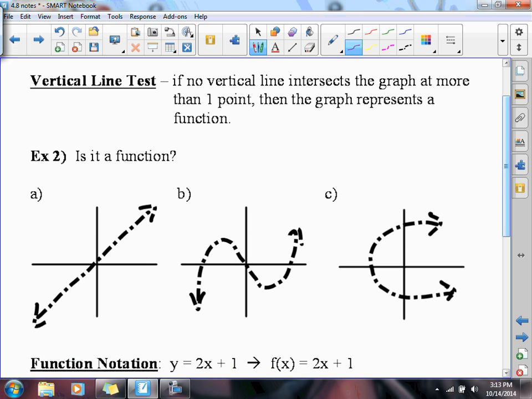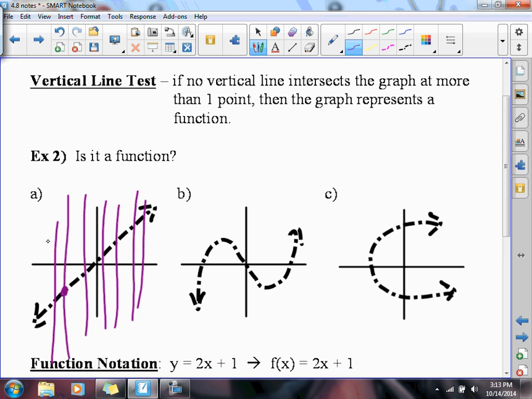So all you have to do is draw a vertical line through it. And that vertical line only touches my graph one time. Now I can draw that vertical line anywhere on my graph. It doesn't matter where I draw it, I only touch the graph one time. So yes, this is a function. That means that I won't have any repeated values in my x column if I had a table of values.